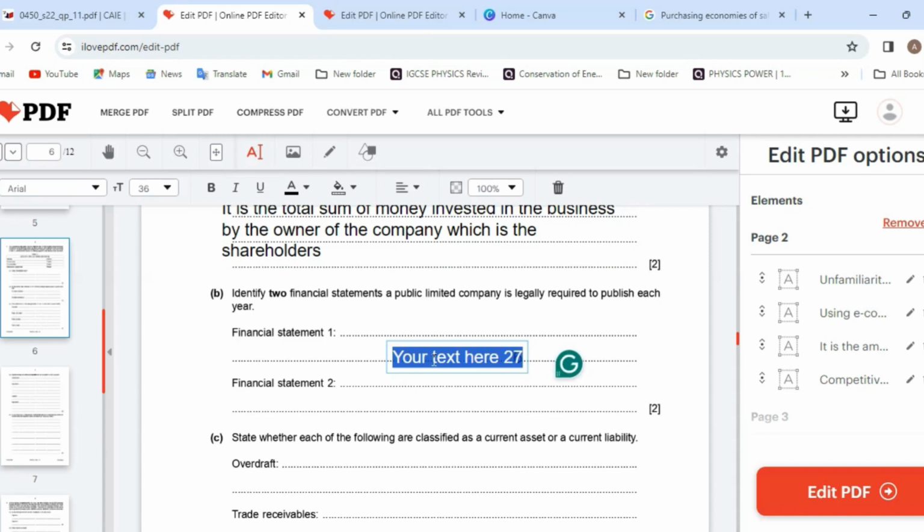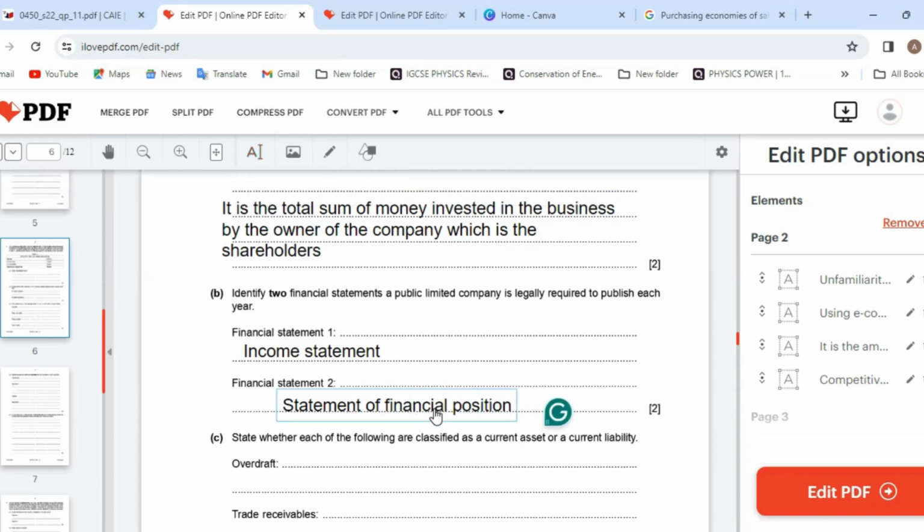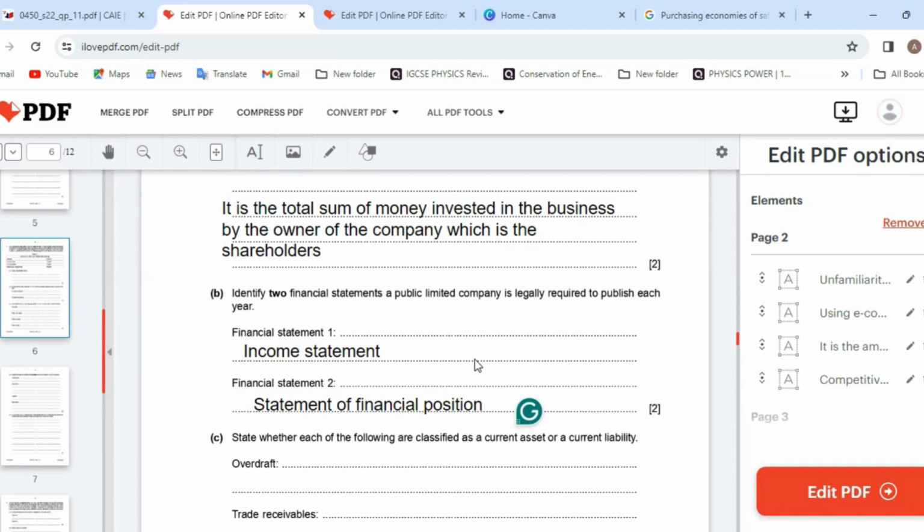Income statement or your profit and loss account. Let's try and type income statement. Income statement or your profit and loss account. Another one is statement of financial position, or your balance sheet.